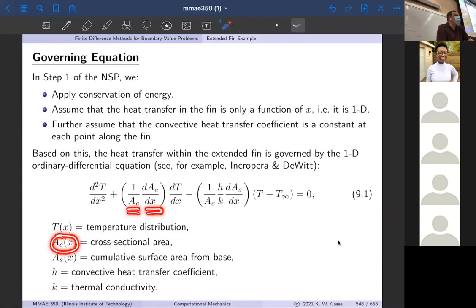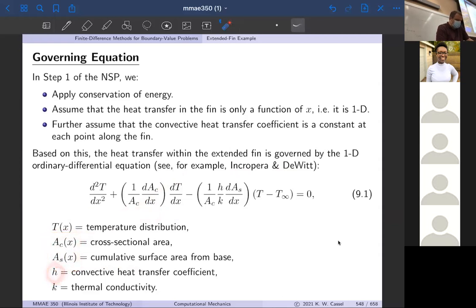So if it's a constant cross-sectional area fin, then it's just a number, in which case dA/dx is going to be 0. But if it is a variable cross-sectional area fin, then that'll be a function of x, and you can see it in this coefficient here. A sub s is the cumulative surface area from the base. So even if it's a constant cross-sectional fin, the surface area is going to increase from 0 at the base to whatever it is at maximum, because it's the cumulative surface area from the base. Okay, so these are all based on the geometry of the fin.